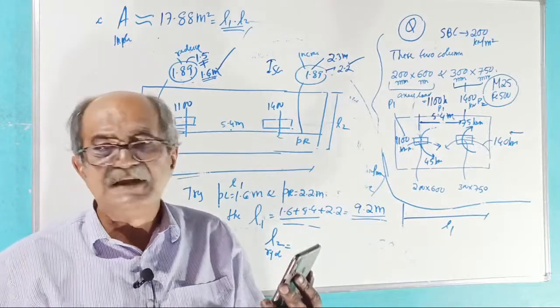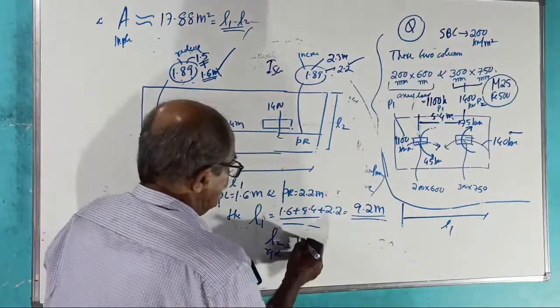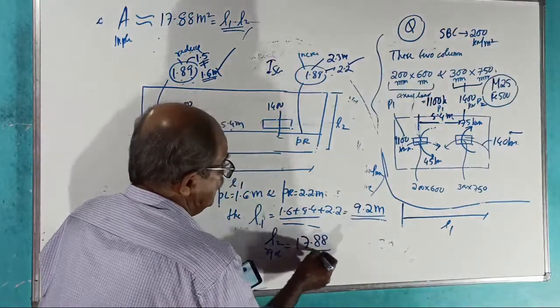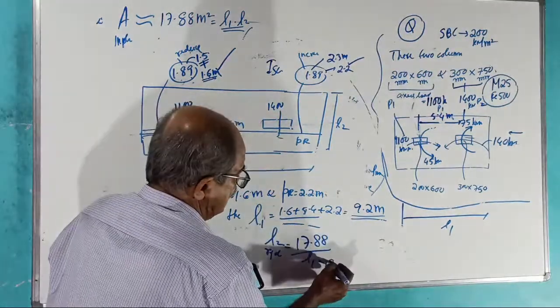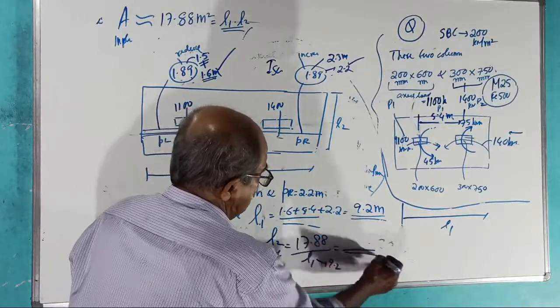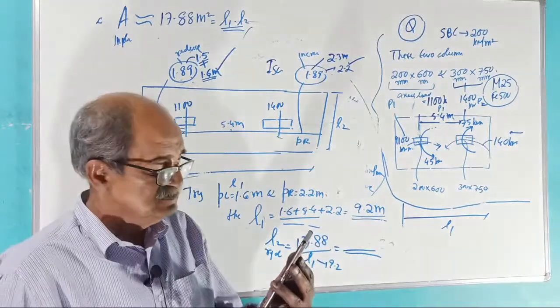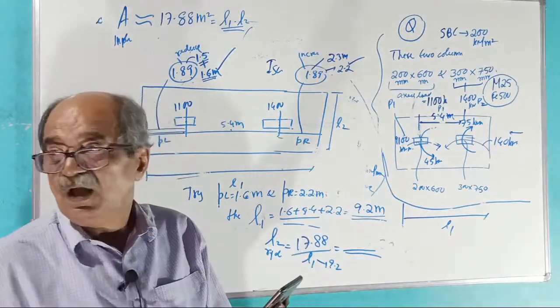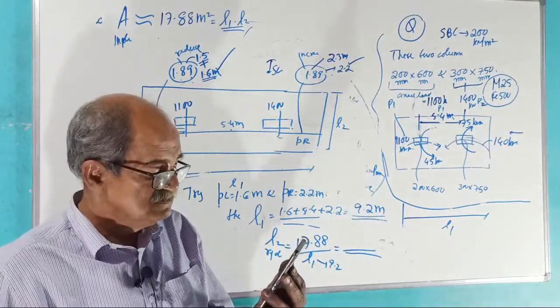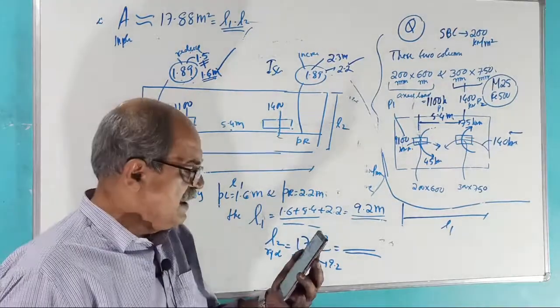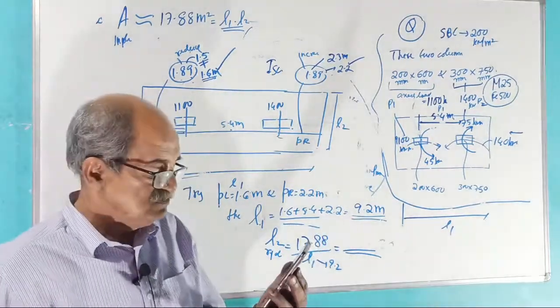After 30%, 17.88. Okay, 17.88 by L1, which is 9.2. Tell the answer. 17.88 by 9.2. Answer. Answer first. 17.88 by 9.2, the width of footing.